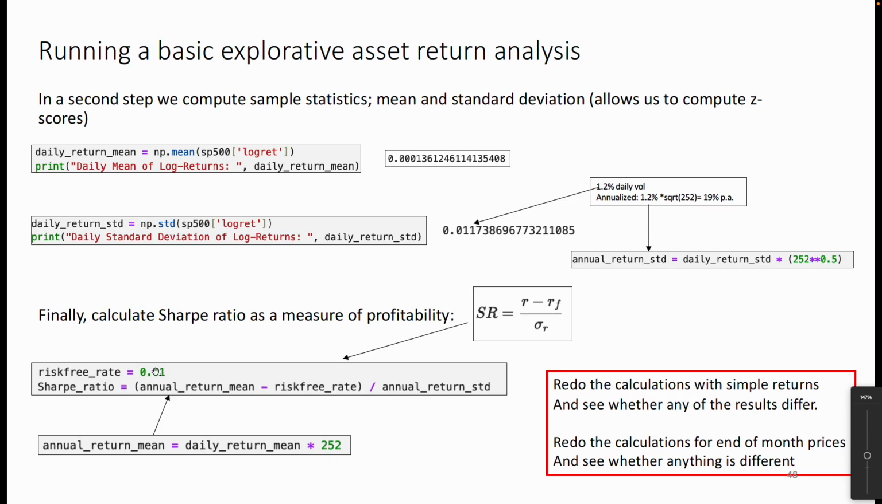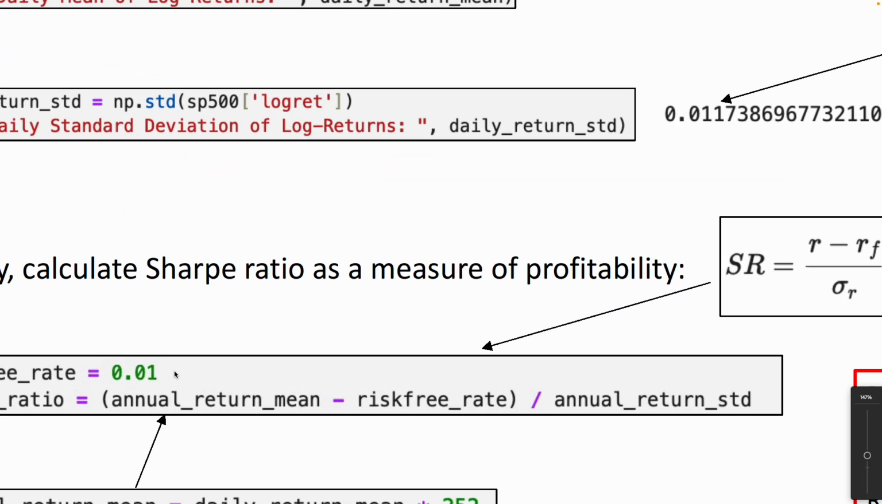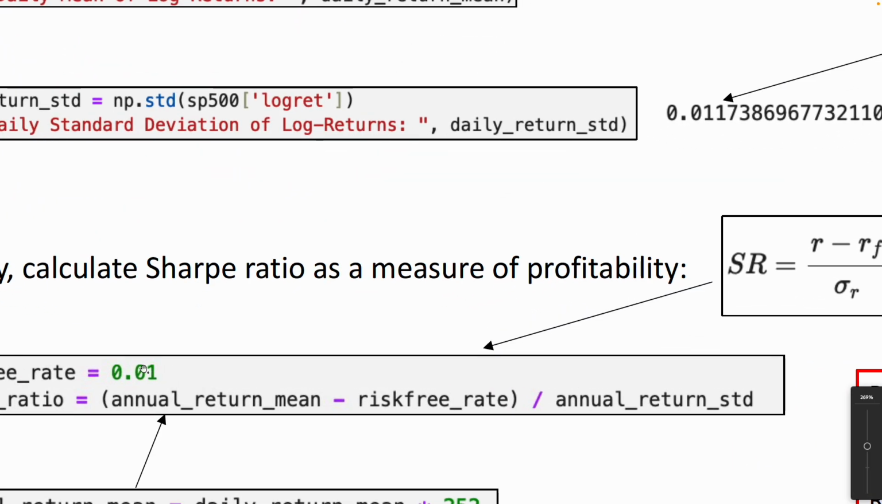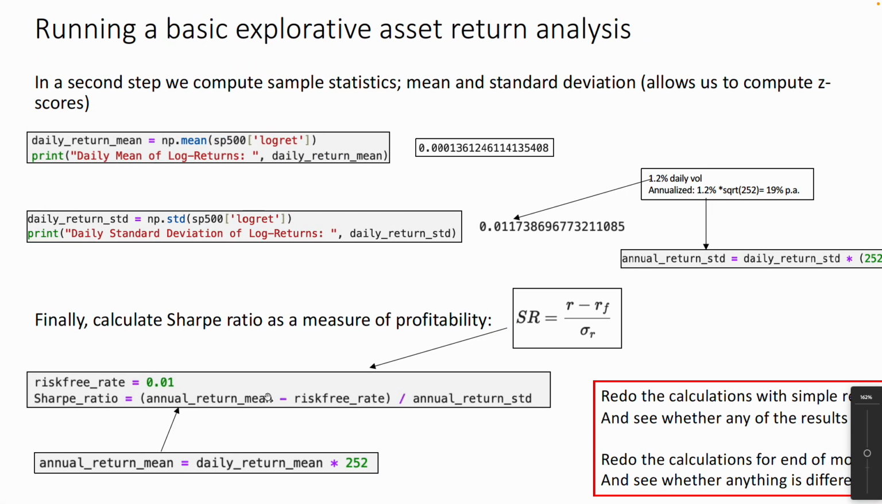I assume just a risk-free rate of 1%, annualized. Therefore you see frequency is important because 1% is low, but per day it would be a lot. So 1% is all right per year. And so I use the annual return I earned minus the risk-free rate, and then I divide by the unconditional standard deviation, and I get my Sharpe ratio.